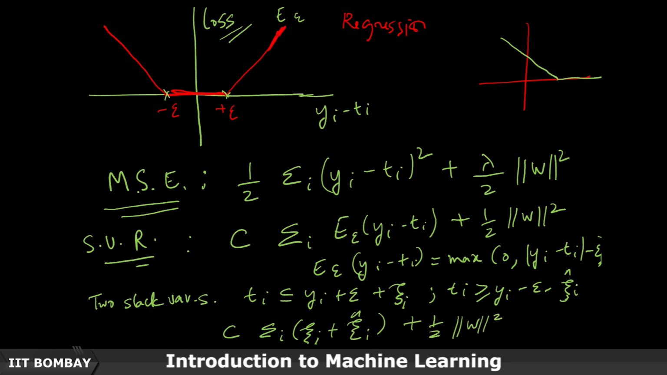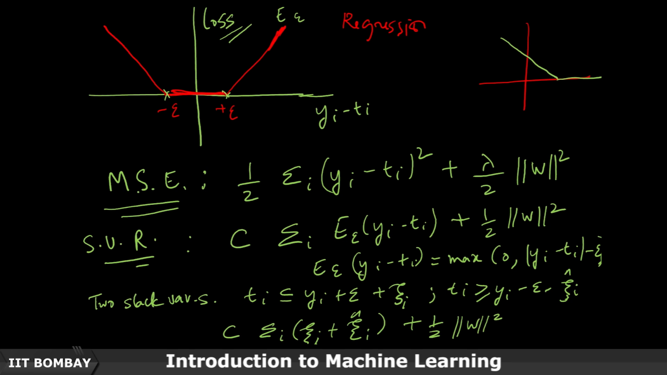See, the difference between C and lambda is that they are just inversely related to each other. What C does is the same thing as what 1 by lambda does. What lambda does is the same thing as what 1 by C does. So they are just equivalent. It's just a matter of preference whether we put the hyperparameter as C or as lambda. They are just reciprocals of each other.